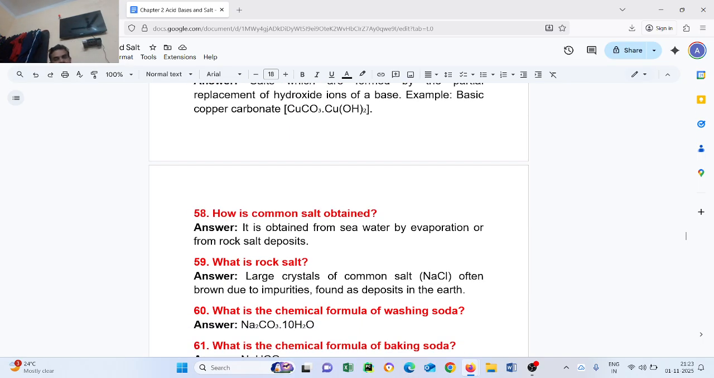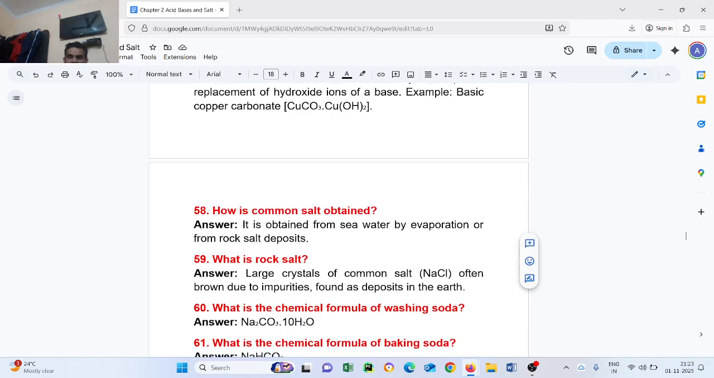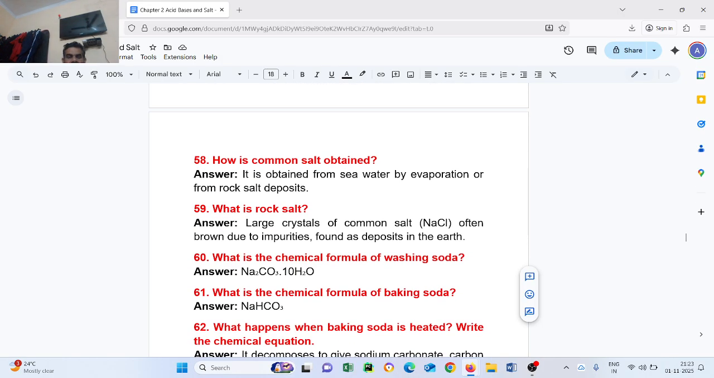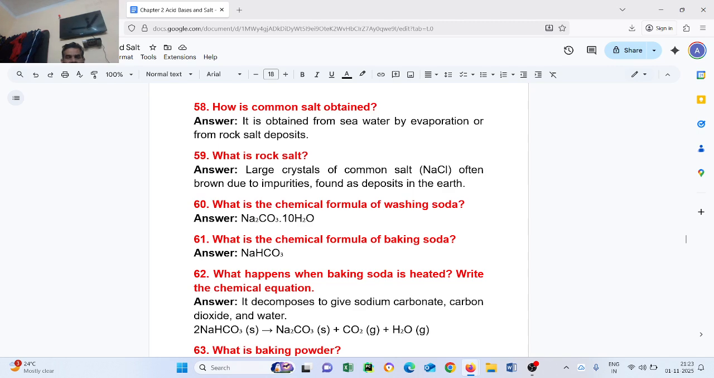Question number 59. What is rock salt? Large crystals of common salt, sodium chloride, often brown due to the impurities found at deposits in the earth. Question number 60. What is the chemical formula of washing soda? Answer is sodium carbonate, Na2CO3·10H2O.